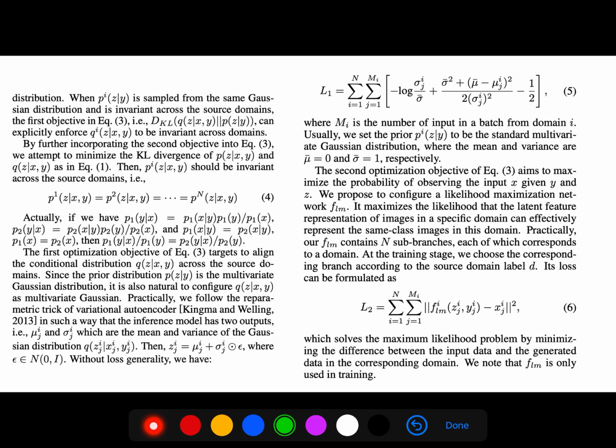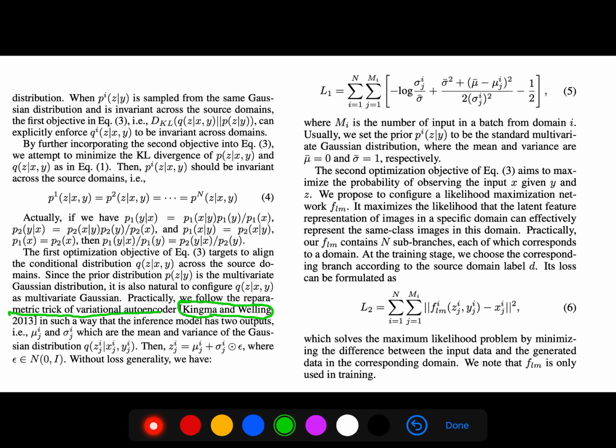The first optimization objective, this one, targets to align the conditional distribution across the source domains. Since the prior distribution is the multivariate Gaussian distribution, it is also natural to configure Q as multivariate Gaussian. Practically, we follow the reparametrization trick of variational autoencoders, a very popular paper in 2013. They introduced the idea of reparametrization in such a way.